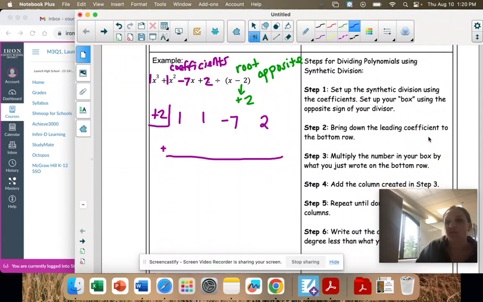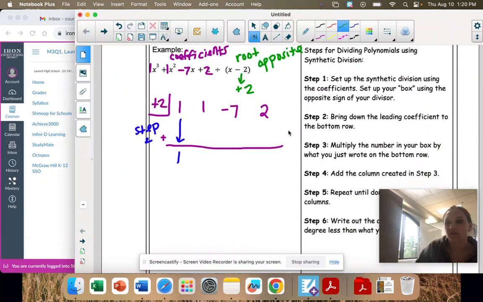So step 2 says bring down the leading coefficient to the bottom row. So this is step 2. I'm bringing down the 1. That's it. Okay, and then we want to multiply what we just wrote by the number in the box. So 1 times 2 is 2. Then we're going to add 3.